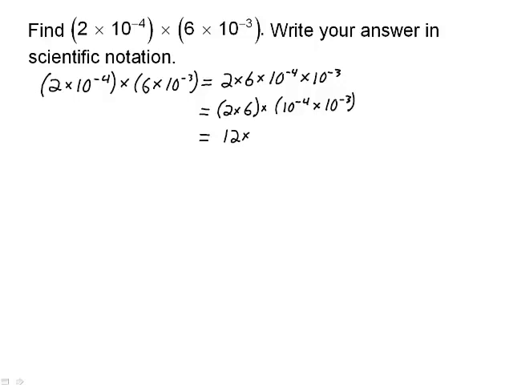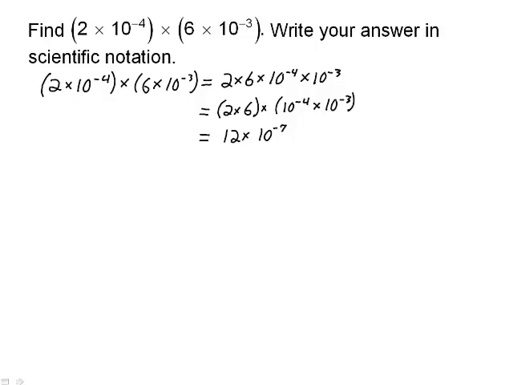For the powers of 10, we can use the product of powers property, which states that to multiply powers with the same base, add their exponents. Negative 4 plus negative 3 is negative 7, so 10 to the negative fourth times 10 to the negative third is 10 to the negative seventh.